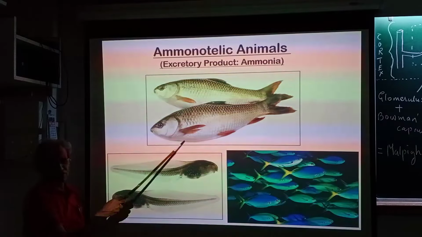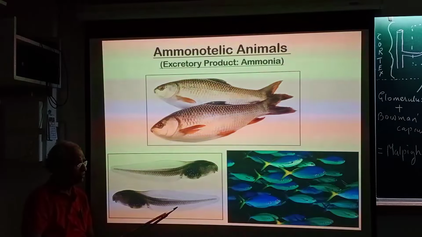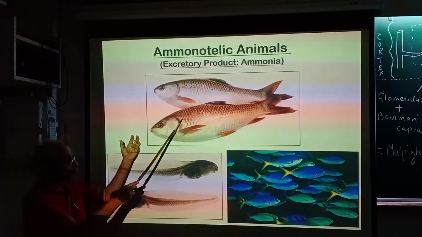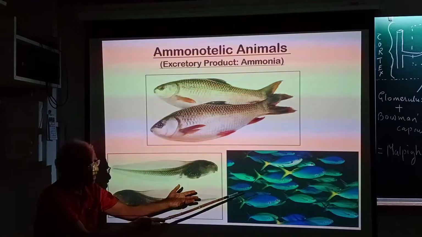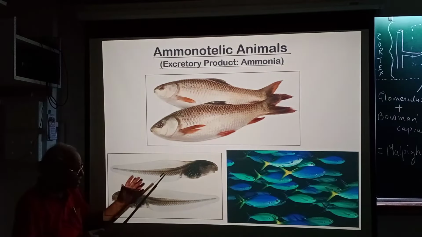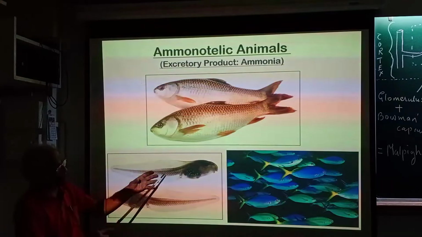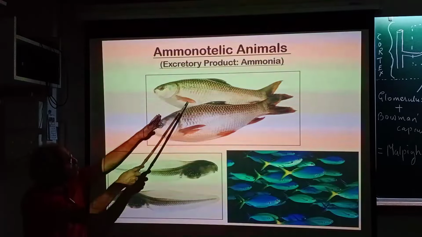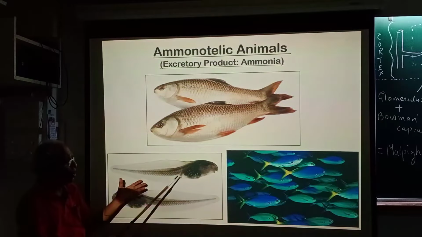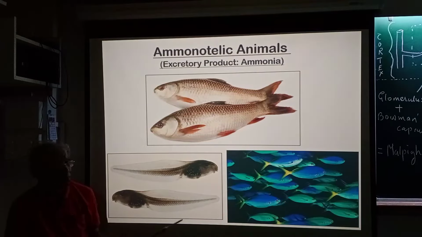The bony fishes and the tadpoles of the frogs, whether they are freshwater or marine, it's okay. They are all ammonotelic. Ammonia, plenty of water is available. So, freshwater fish or marine fish or the tadpoles of the frog, they give out ammonia. This is ammonotelism. Plenty of water is available.